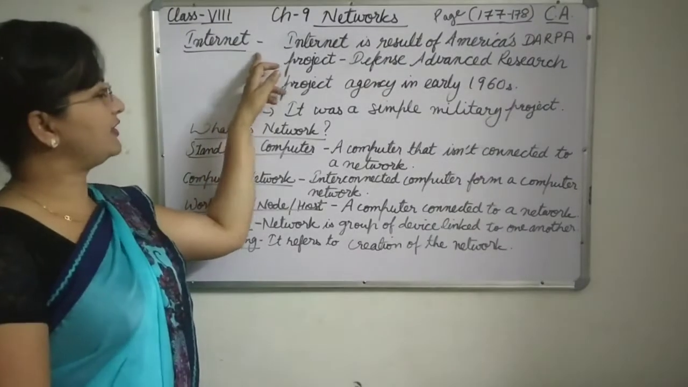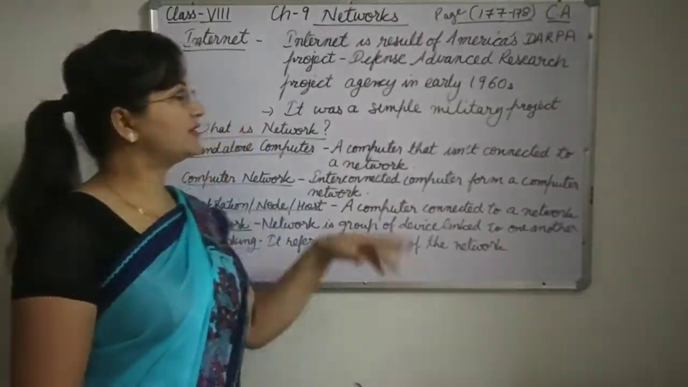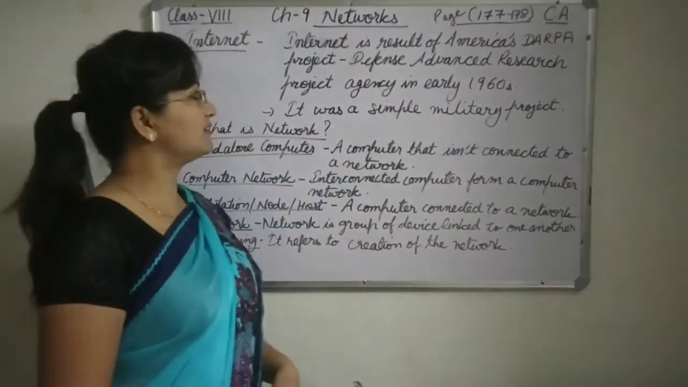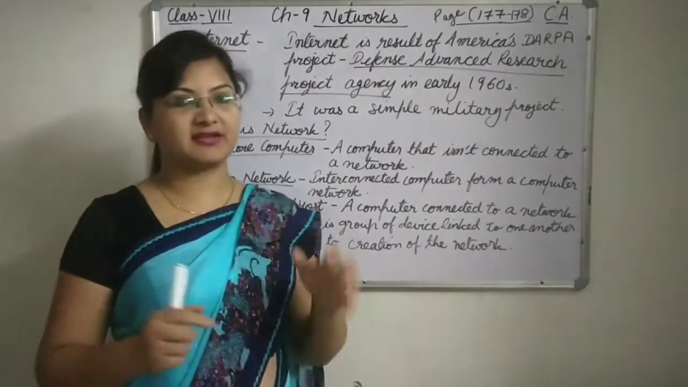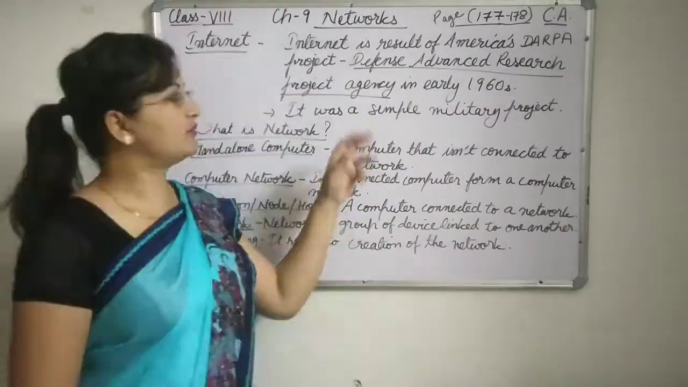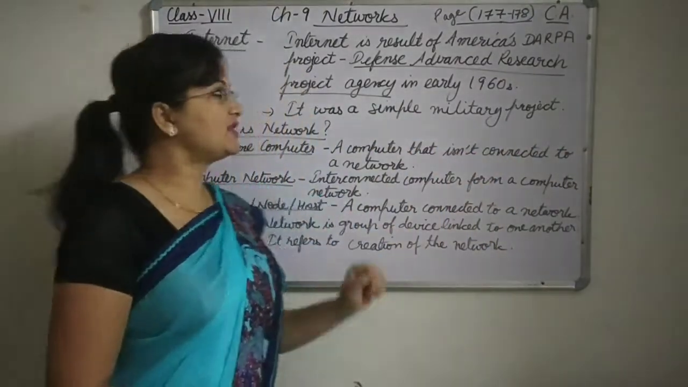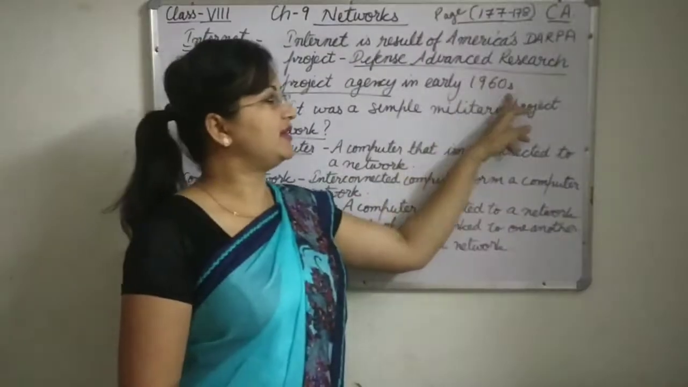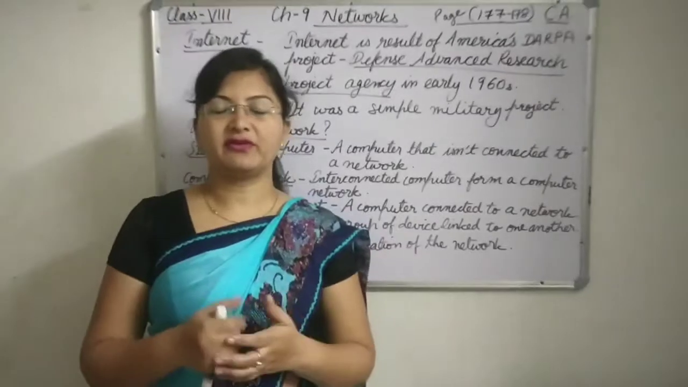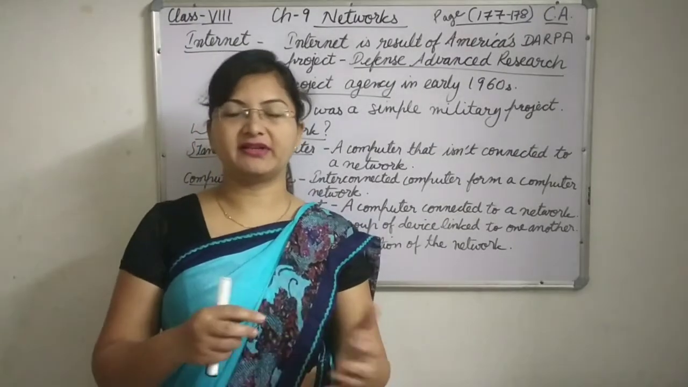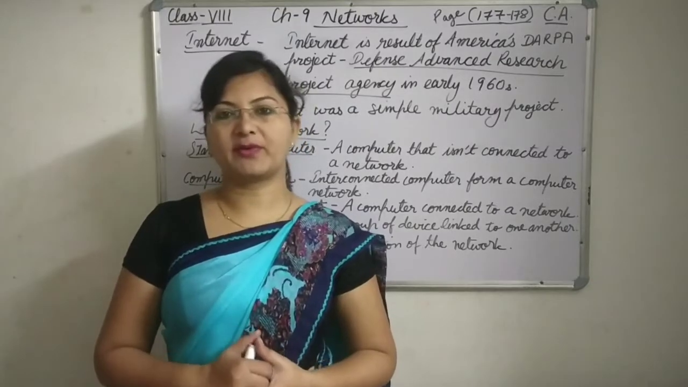So first of all, how the internet evolved. There was a project, DARPA, America's project. Its full form is Defense Advanced Research Project Agency. This agency created the internet, a small project related to the military. It was a simple military project in the 1960s. At that time, a group of universities created it so that one group of military could communicate with another group of military.